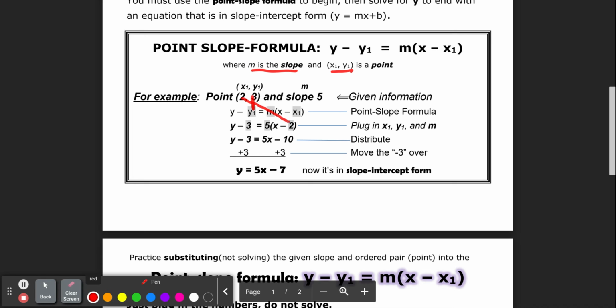So then you're going to finish solving it. And so that's why I was having you practice solve it earlier in the warm-up. Y minus 3 equals, you distribute 5x minus 10, add 3 to both sides, cancels out, bring down your 5x, and negative 10 plus 3 is negative 7. So now it's in slope-intercept form.